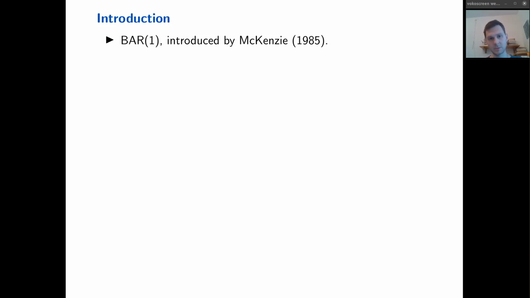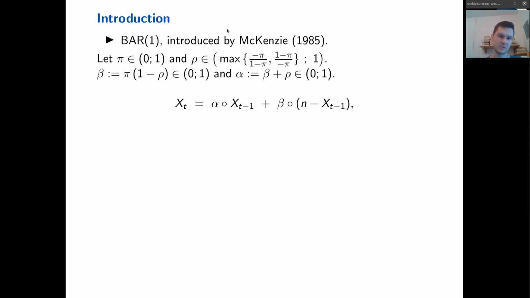It was introduced by McKenzie. It has two parameters, alpha and beta, which involve two other parameters. The first part is binomial thinning. It's not quite like multiplication. If we condition the whole equation on X_{t-1}, then this would be a binomial random variable with the parameters alpha and the other parameter X_{t-1}.